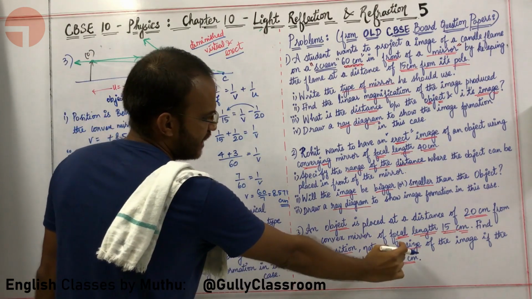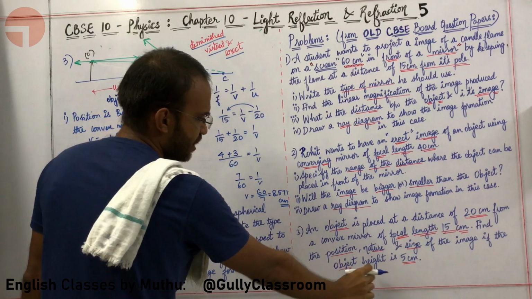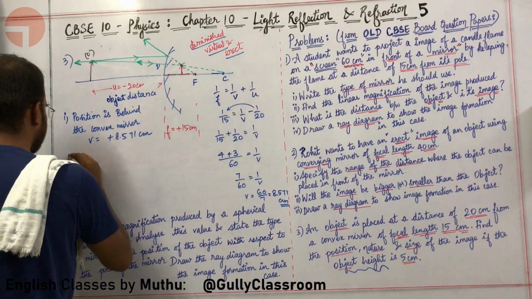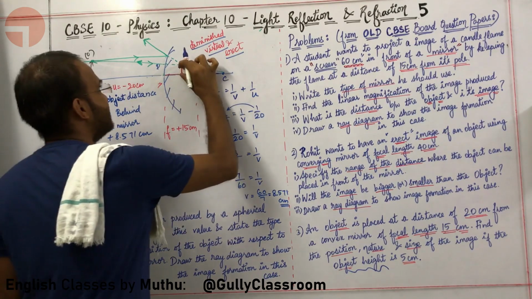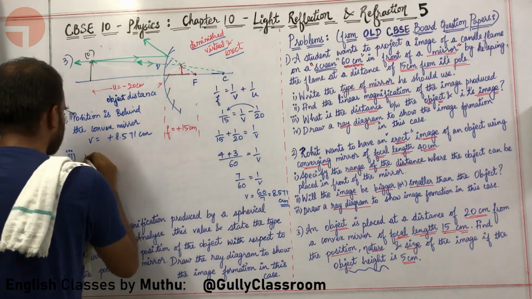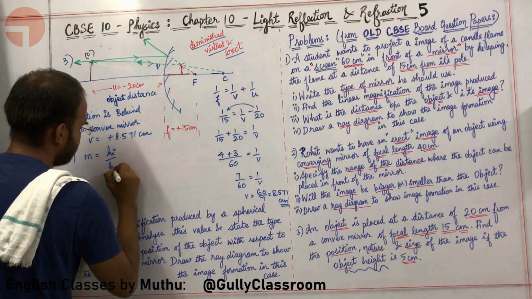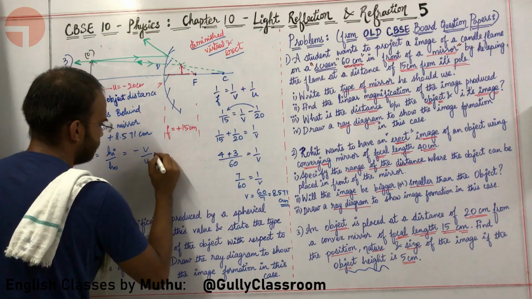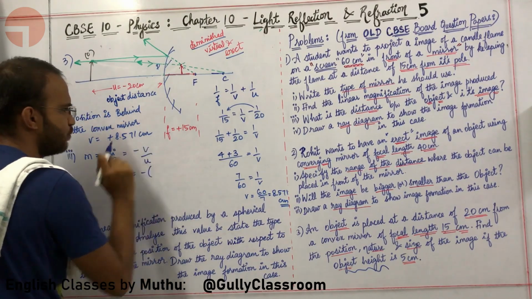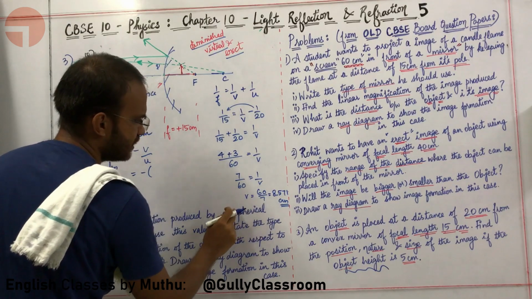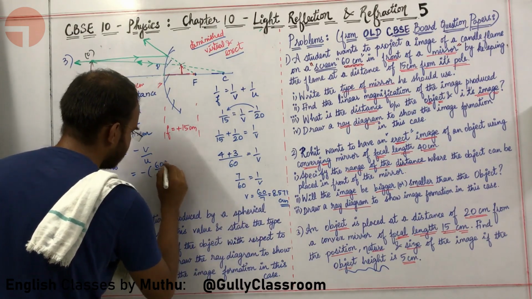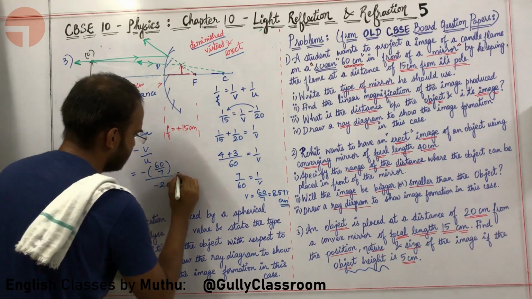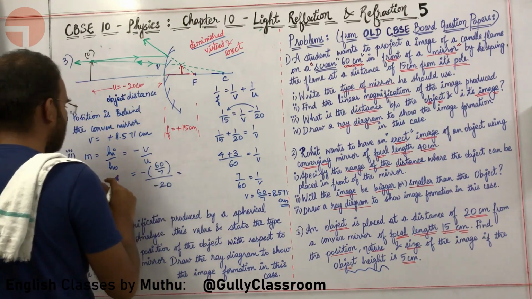What next? The size of the image, if the object height is 5 centimeters. Okay. So they are asking also for the size of the image. So magnification is equal to HI by HO, which can be written as minus V by U. Let us use this formula. Minus of what is the V value? V value is 60 by 7, whole divided by what is U value? U value is minus 20.